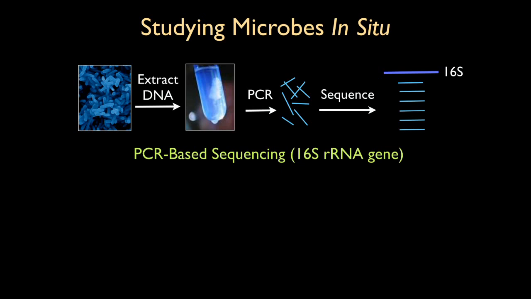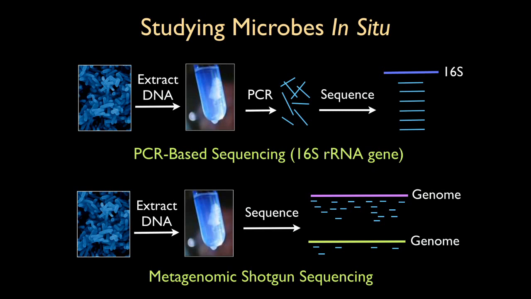But there are some biases and certainly some limitations to this approach, one of which is it doesn't tell us anything about the rest of the genome of these organisms. And its resolution is good to about the genus and maybe the species, but as I'm going to argue today, a lot of the important variation in the human microbiome is at a subspecies level.